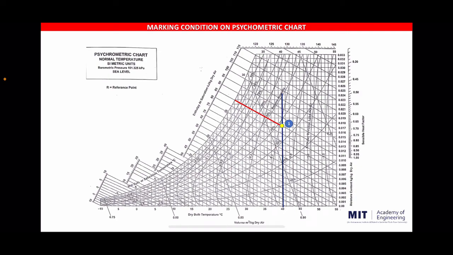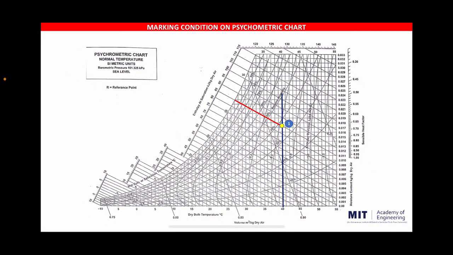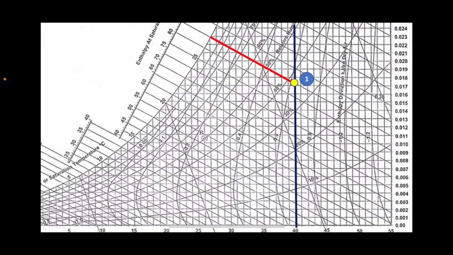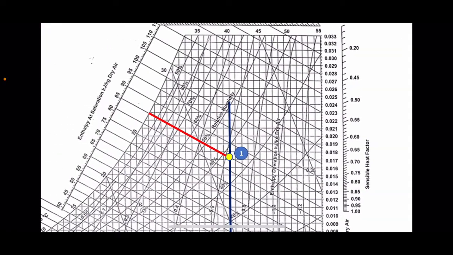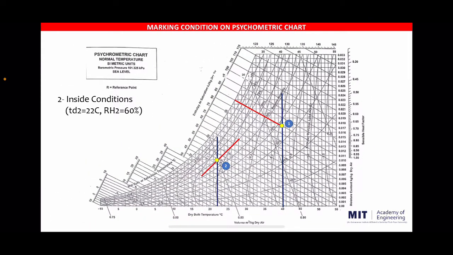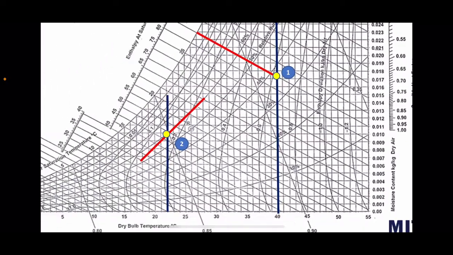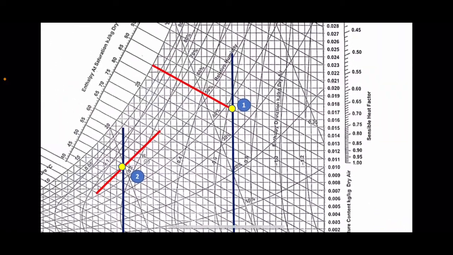First we'll plot all the points on the psychrometric chart. First we'll plot the condition given at 40 degrees dry bulb temperature and 27 degrees wet bulb temperature. This is our point number 1. How will we plot it? We'll draw a line straight up from 40 degrees and meet it at 27 degrees on the wet bulb line, and we get point number 1. Similarly, we'll also plot point 2 on this chart, at 22 degrees dry bulb temperature and 50% relative humidity. So we have got this.